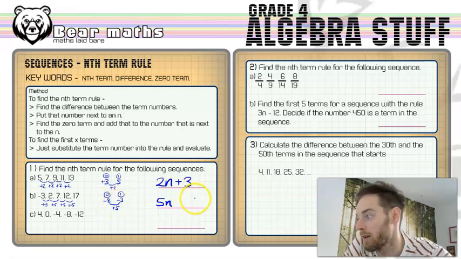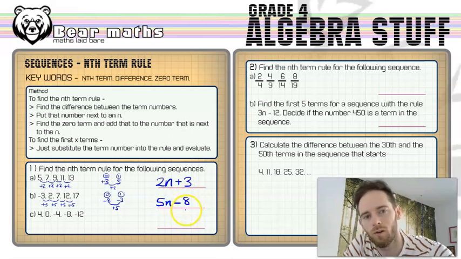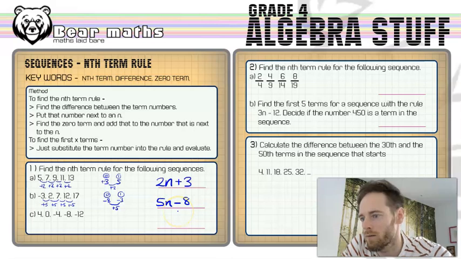Now, you could put plus minus 8, but you don't need to put plus minus 8. You just need to put minus 8. And again, that's to do with the rules of negative numbers. Again, watch that video if you're not sure what I'm talking about in the number section.